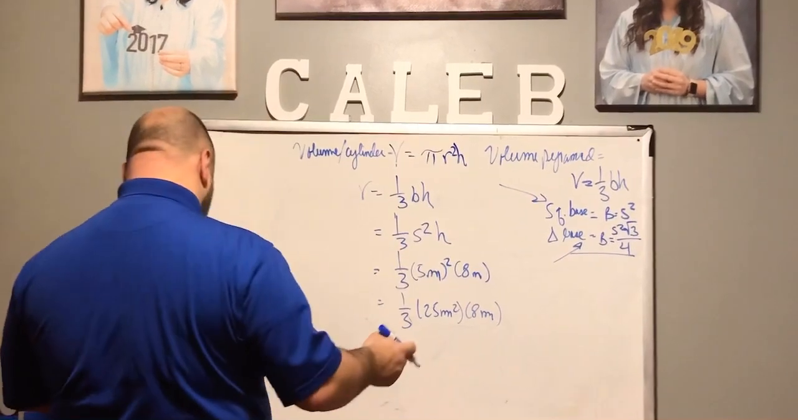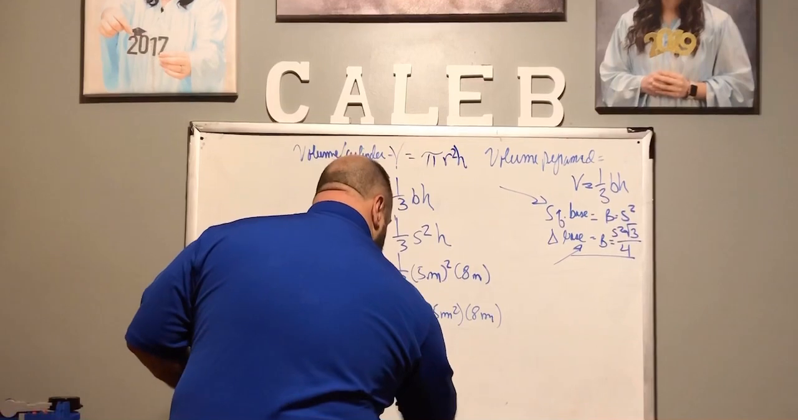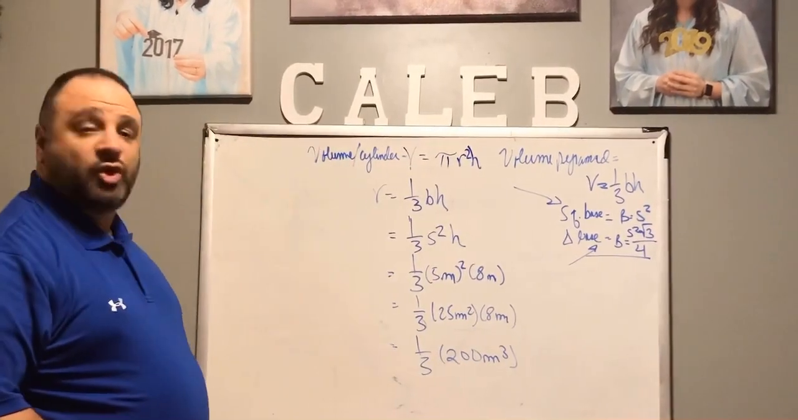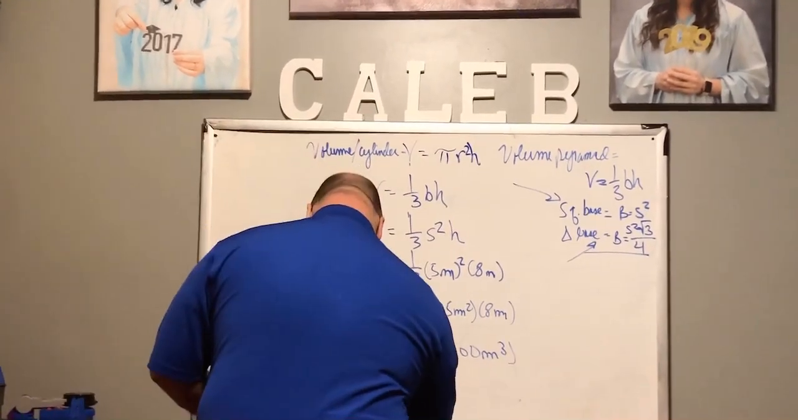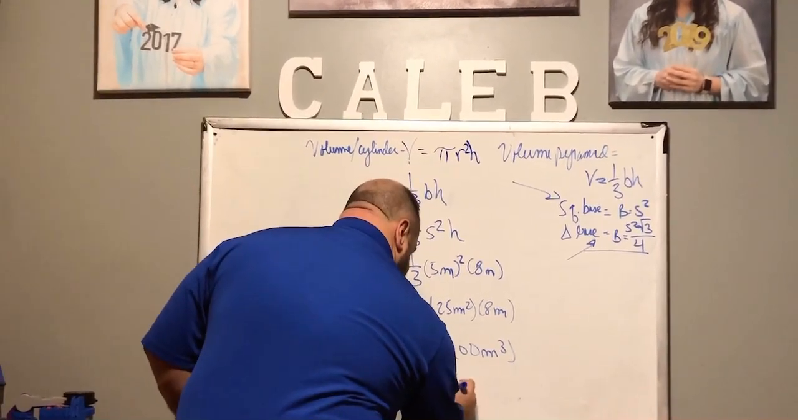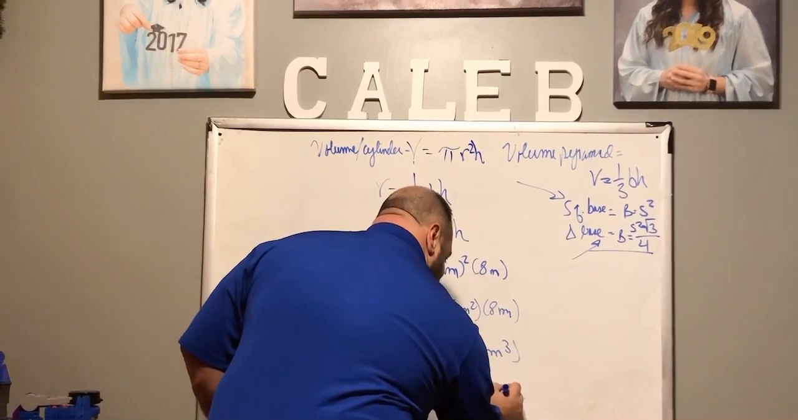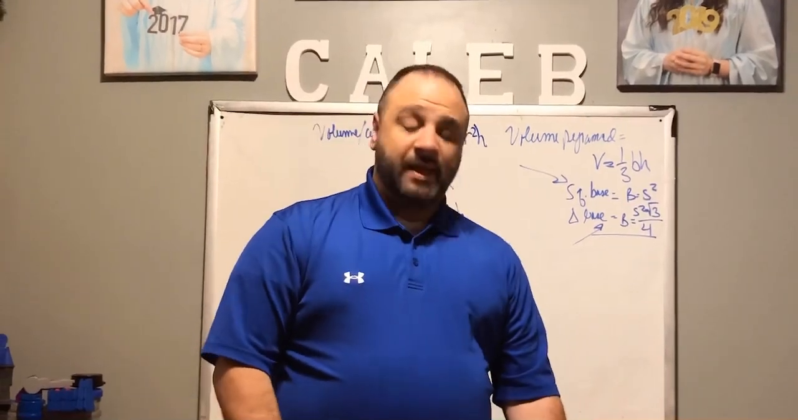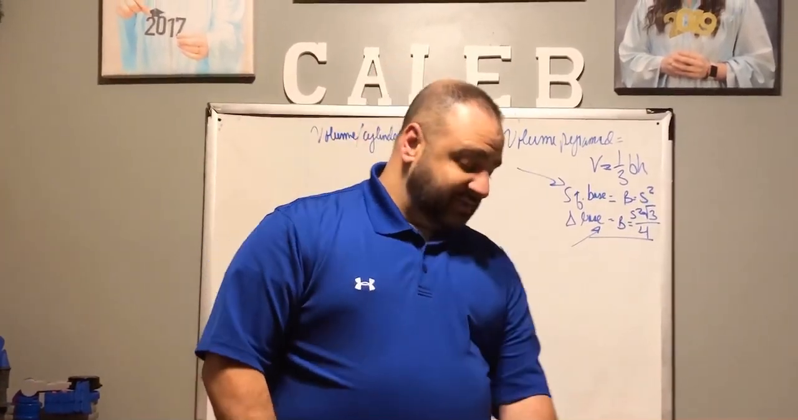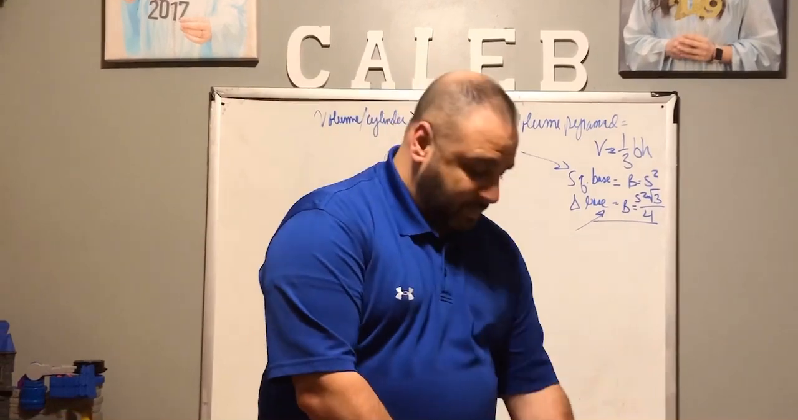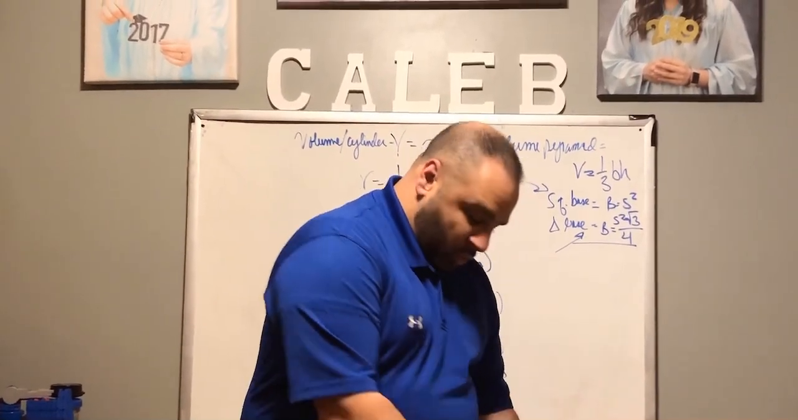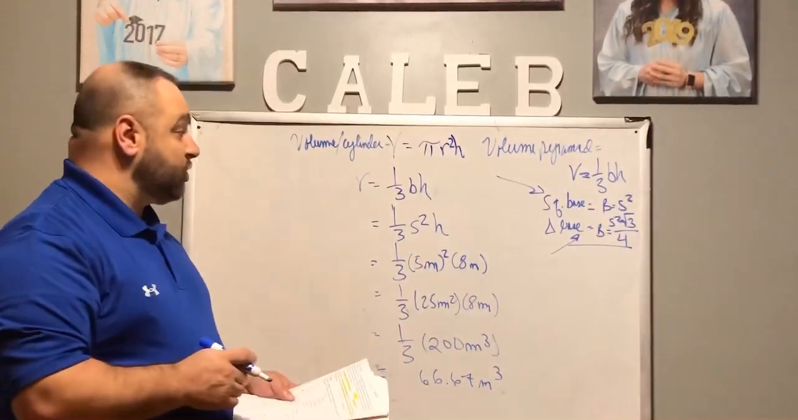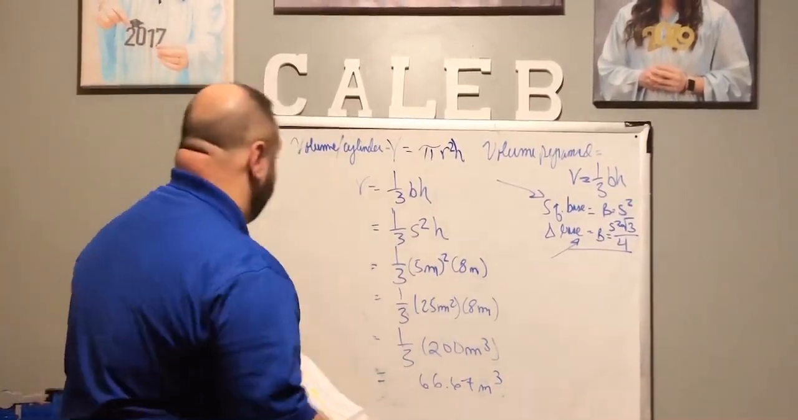And then 25 times 8 would be 200 meters cubed. And then times that by 1/3. And your answer should be 66.67 meters cubed. So that's the volume of a pyramid. We'll do one more for practice. We'll do number 7 together, just to work that out, and then we'll move on.